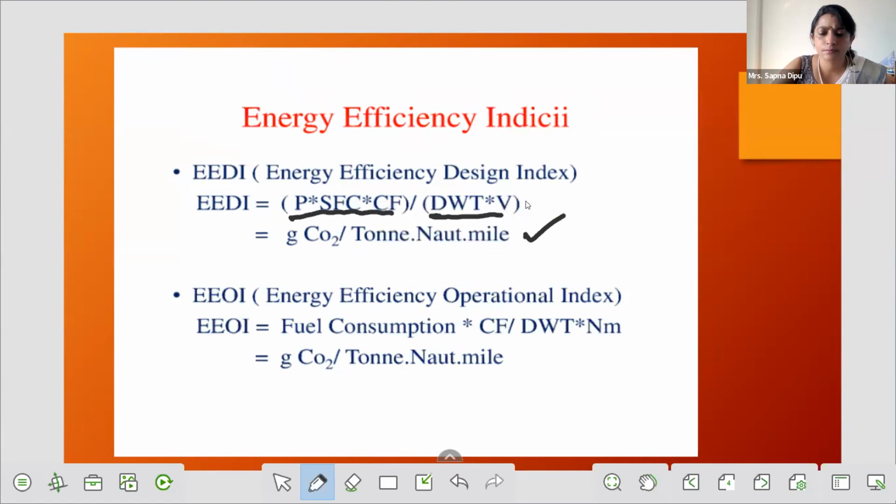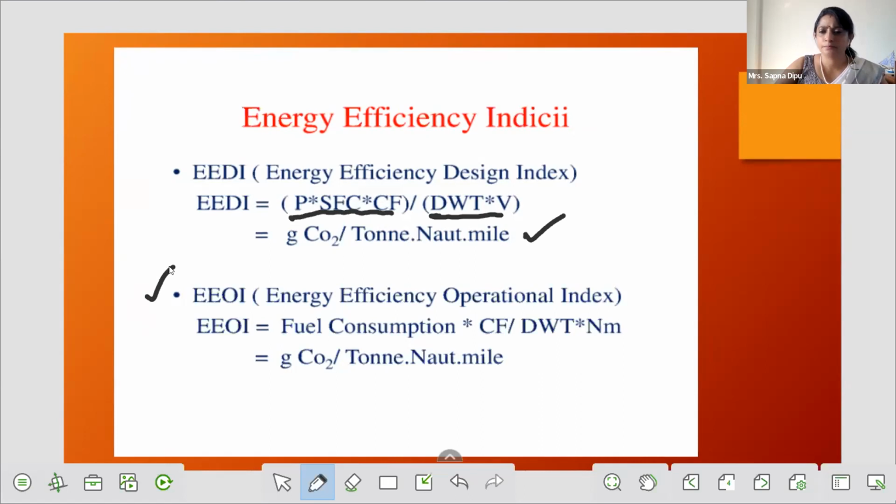So this is a technical measure. EEDI is a technical measure. That means during the design stage, before construction itself, the EEDI has to be established. Then what is EEOI? That is the Energy Efficiency Operational Indicator.